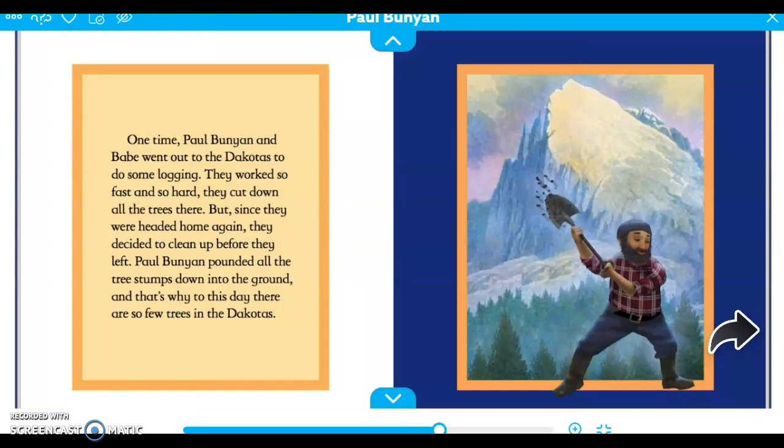One time, Paul Bunyan and Babe went out to the Dakotas to do some logging. They worked so fast and hard they cut down all the trees there. But since they were headed home again, they decided to clean up before they left. Paul Bunyan pounded all the tree stumps down into the ground, and that's why, to this day, there are so few trees in the Dakotas.